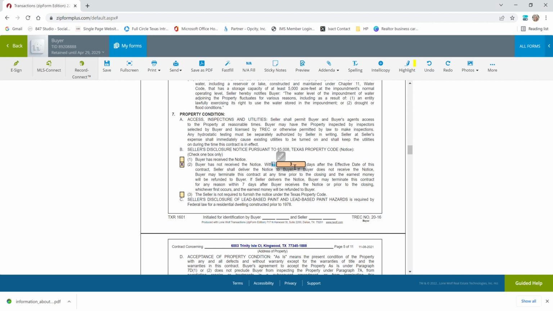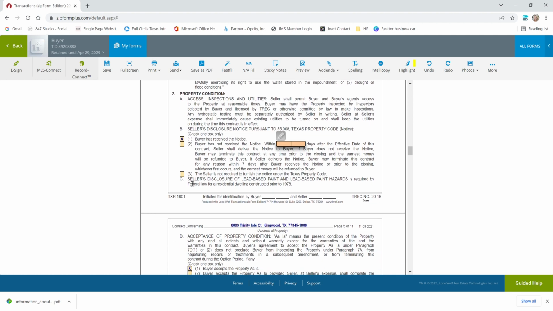So it is very, very, very important that always, as a selling agent, you always have the seller's disclosure going to them so they can only mark 7B1, not B2. The only time that you will write B3 is if it's an investor home, they haven't lived in it. There's certain situations under the Texas Property Code that they do not have to furnish that.